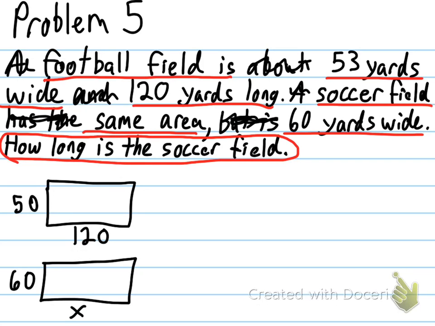And here we got to think, and this is multi-step. So we know that they have the same area. Well, we need to figure out what's the area. Now we can't use the soccer field because we're missing a dimension. But we can use the football field. Area of a rectangle is base times height. So if we do 50 times 120, we can figure out the area.